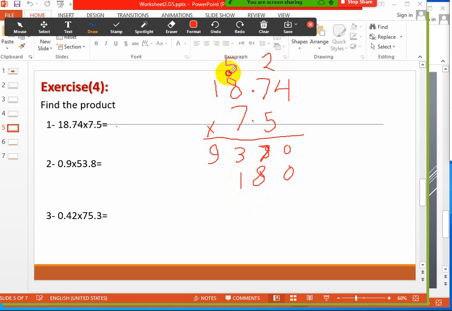7 multiply 8 is 56. Plus 5 equals 61. So I'll put the 1 here and 6 above the 1. 7 multiply 1 equals 7. Plus 6 equals 13.